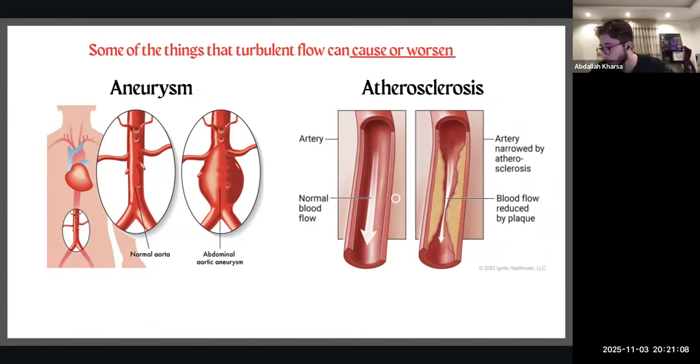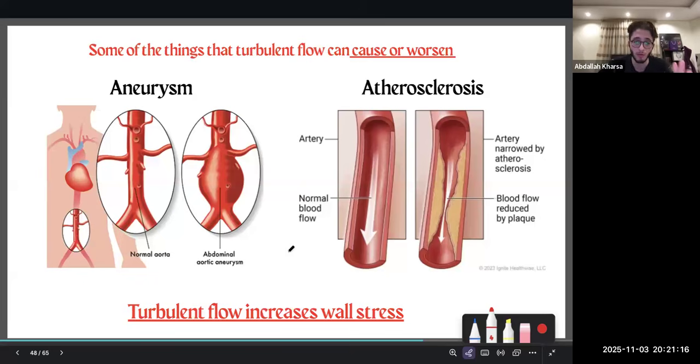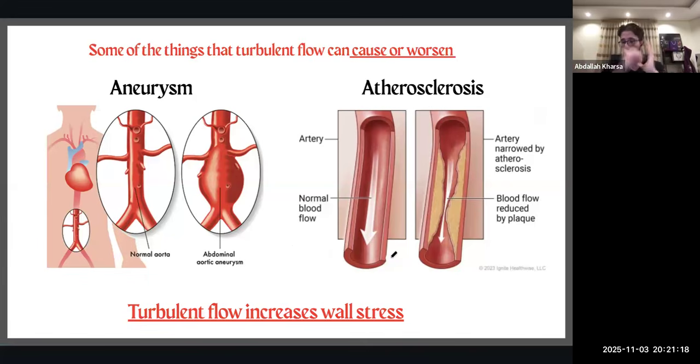Is this clear? Does anyone want me to repeat anything? Perfect. Turbulent flow increases wall stress. You're increasing the stress on the wall, and this can cause aneurysm, and it can cause atherosclerosis, which is buildup of stuff in the vessel. Right?